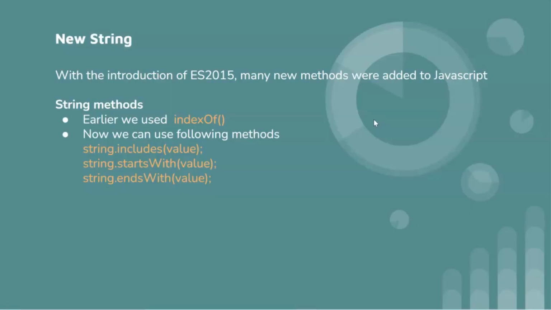New string methods. With the introduction of ES 2015, many new methods were added to JavaScript. One such is new string methods. Earlier we used to use indexOf. Now we can use methods like string.includes(value), string.startsWith(some value), string.endsWith(some value). This helps us to write simpler code. Otherwise, we have to write a long paragraph of code to get the value.